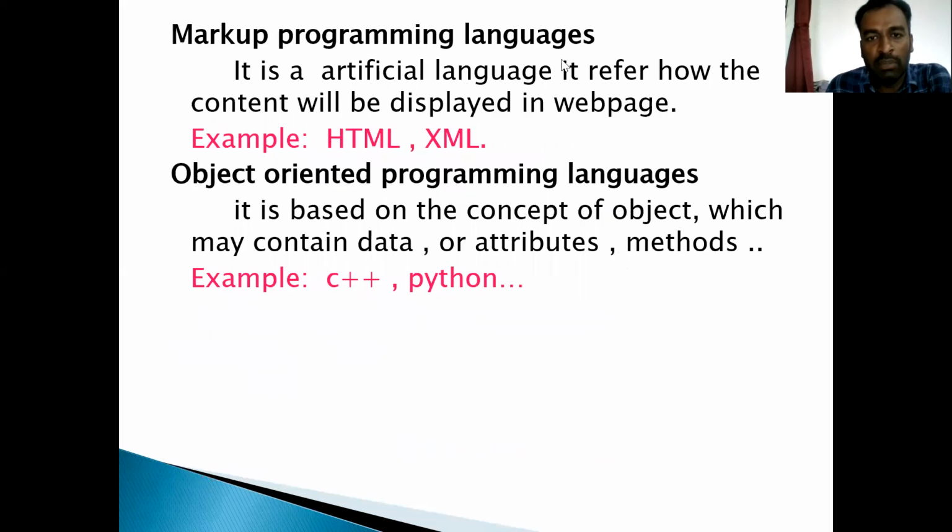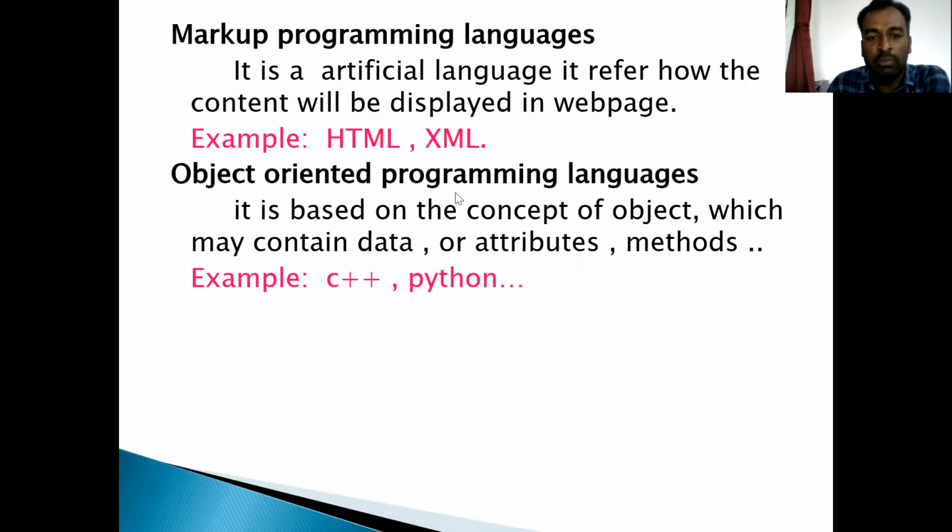Next one is a markup programming language. So what is the markup programming language? This markup programming language basically uses HTML and XML. HTML is a hypertext markup language. Why is it called a markup programming language? It is a language used in web pages. That means creating a web page and displaying the contents in the web page. That is the use of HTML and XML.